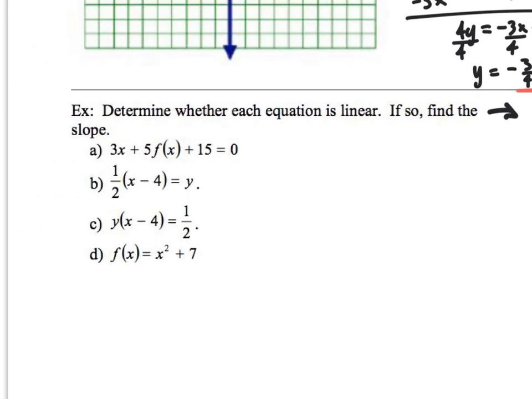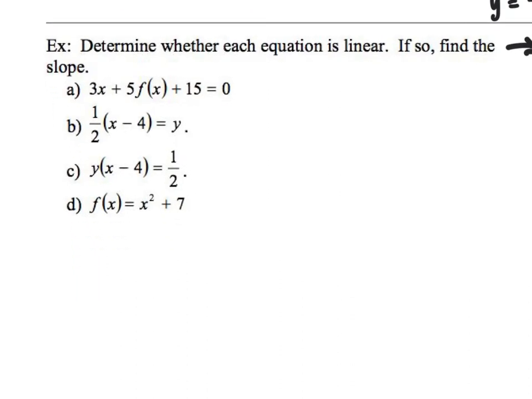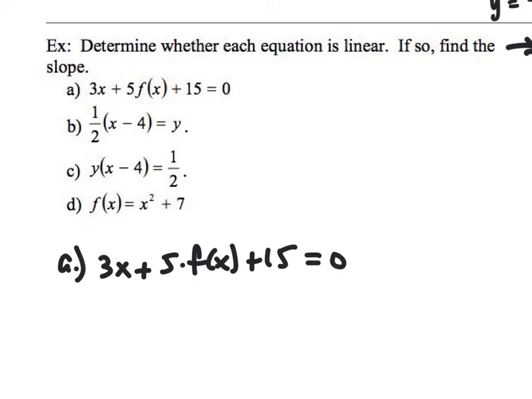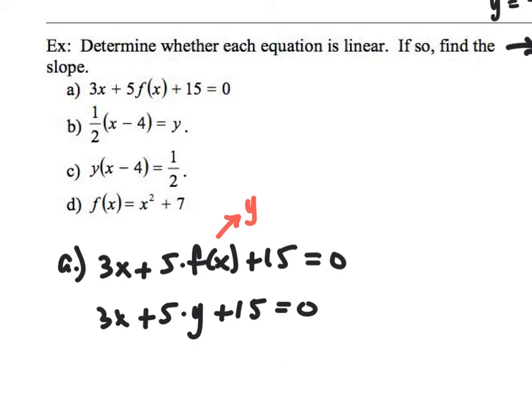Now, if I go over here to part A, part A is a little weird because it's in function notation, but they've got 3x plus 5 times f of x plus 15 is equal to 0. This is actually a linear function. What I want to do is solve for f of x. Remember, f of x is another way for me to say y. That's my y value. So let's rewrite this as 3x plus 5 times y plus 15, and this is all equal to 0. Now I want to move everything over except for the y. So I'm going to subtract 15.